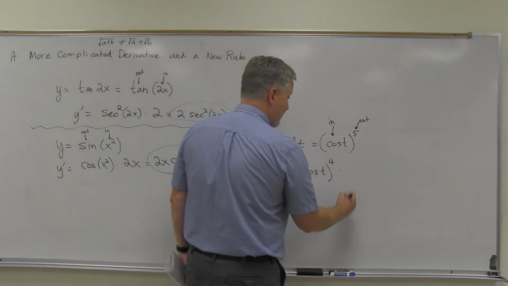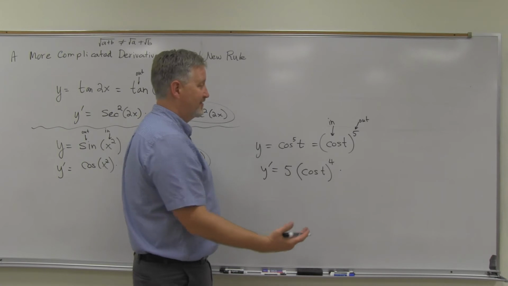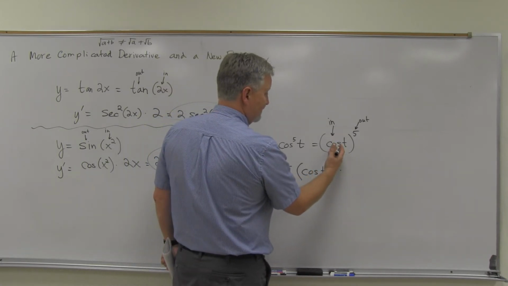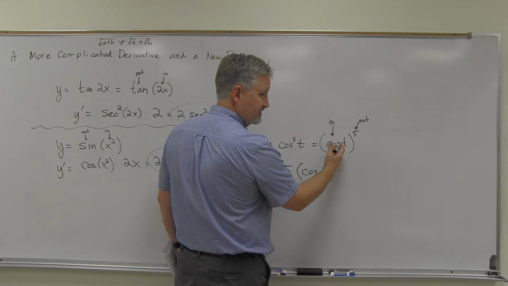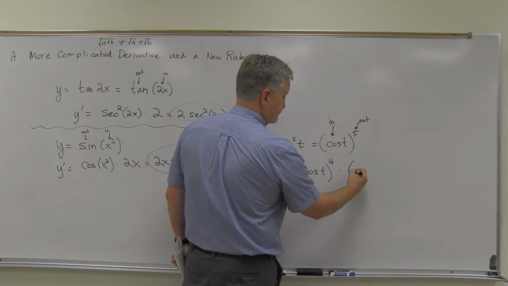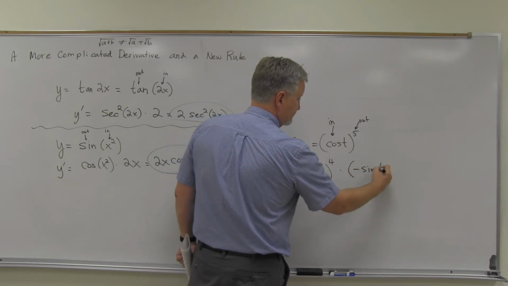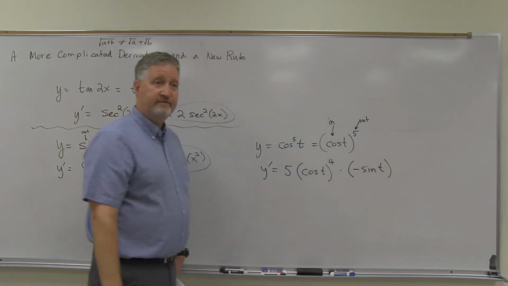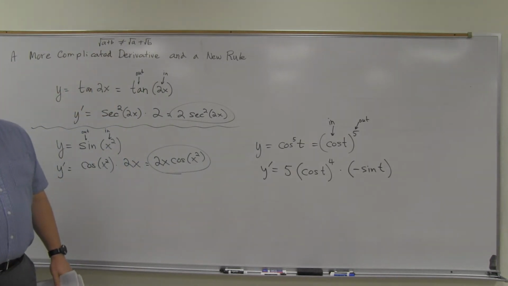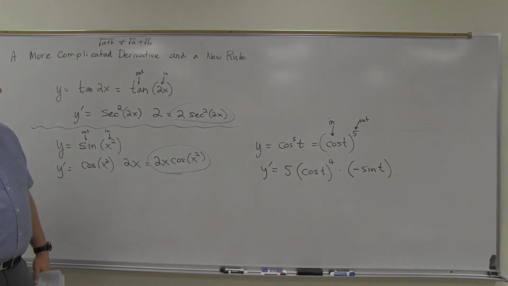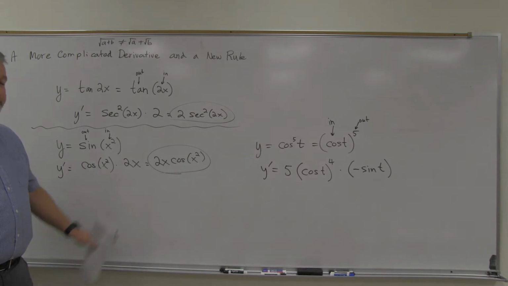Don't forget though, you have to do the derivative of the inside. Derivative of the inside is derivative of cosine t. Derivative of cosine t is negative sine t. Yes? With me there? So that's a pretty good answer.